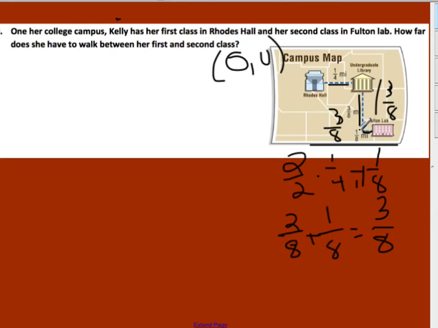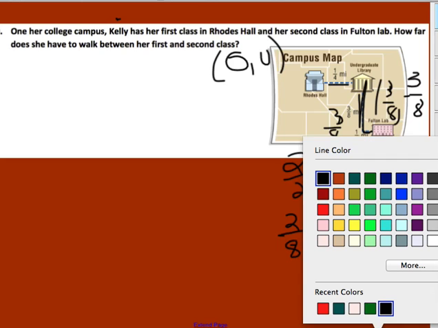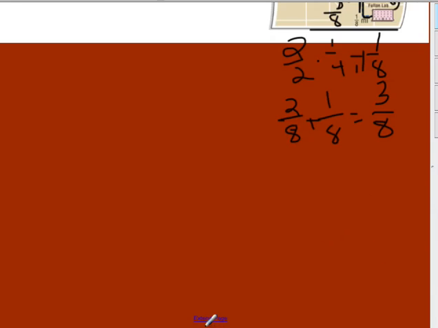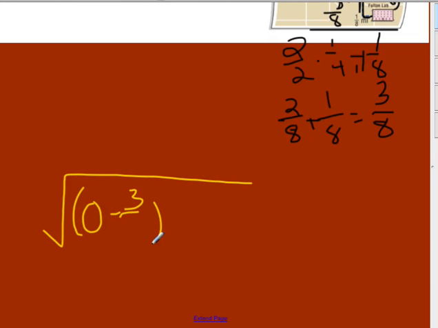Now we need to figure out how much we're going down. We're going down 3/8, so that's going to be a negative 3/8. So we're going from the point (0, 0) to (3/8, -3/8). Let's plug that into the distance formula. We're going to be doing a little bit of fraction work, but it's okay because we're all smart people. So we're going to do 0 minus 3/8 quantity squared, and then 0 minus a negative 3/8 quantity squared.